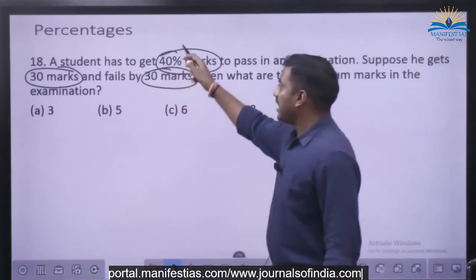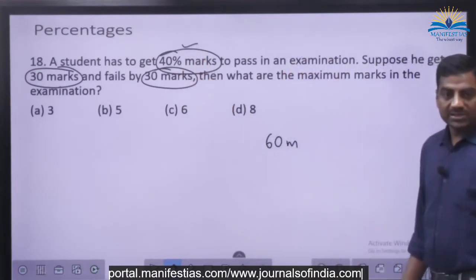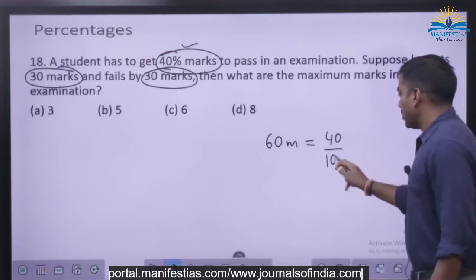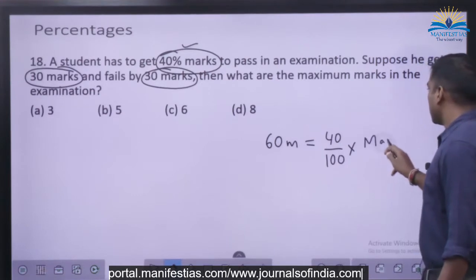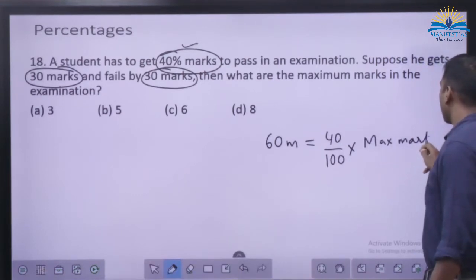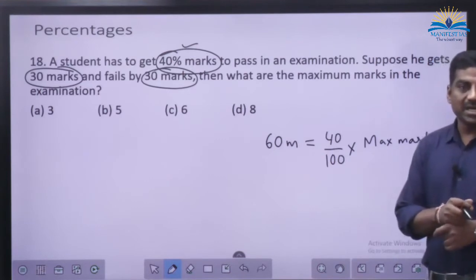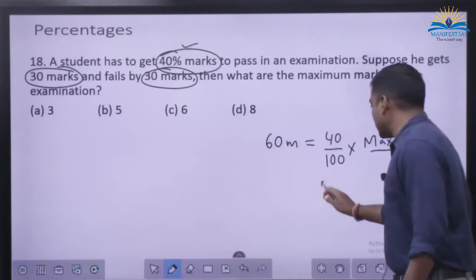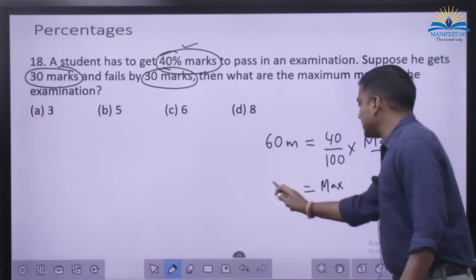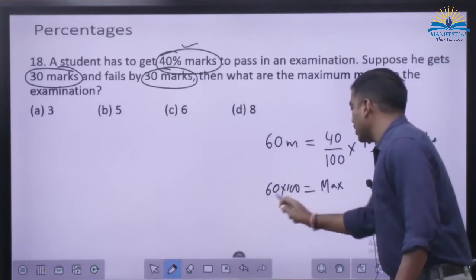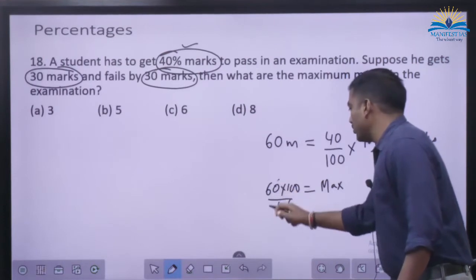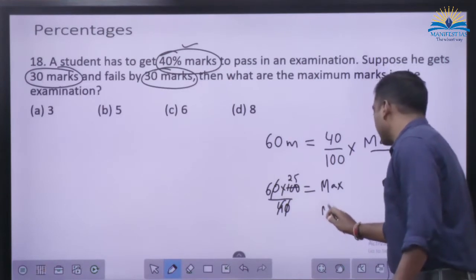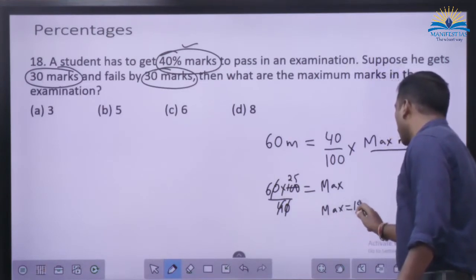And they are telling a student has to get 40% marks. So 60 marks are nothing but 40% of the maximum marks. So we have to find out the maximum marks. So keep maximum marks there. 60 into 100 by 40. 0, 0 cancel. 4 ones are 4, 4 25s are 100. 25 into 6. That is 150. Maximum marks is equal to 150.